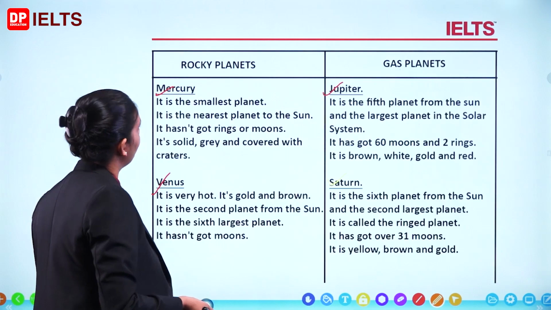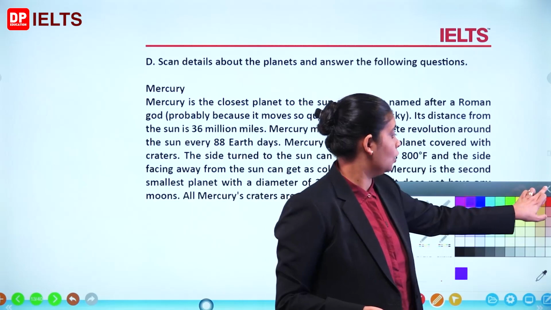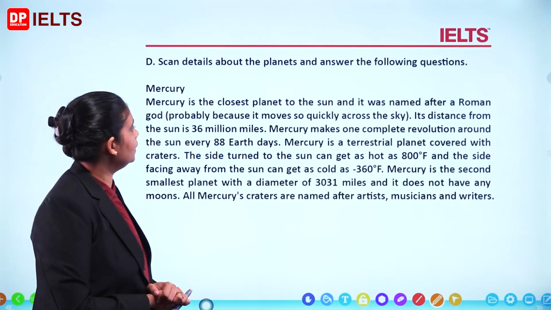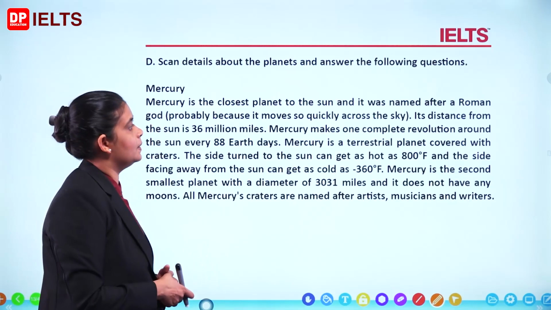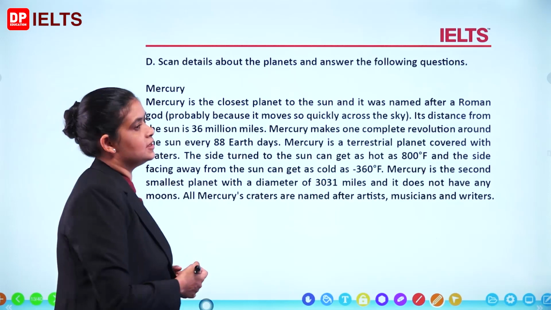Right, so coming back to our next one: scan the details about the planets and answer the following questions. There are details about the planets, right? Let's look at those and answer the questions. About Mercury: Mercury is the closest planet to the sun. It was named after a Roman god, probably because it moves so quickly across the sky.